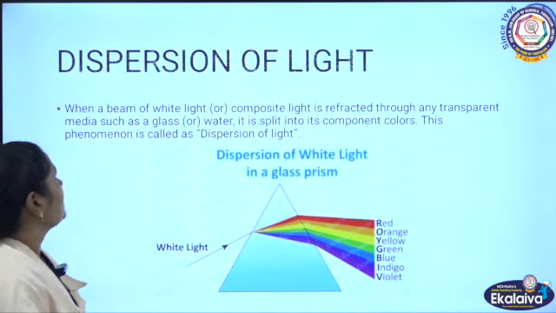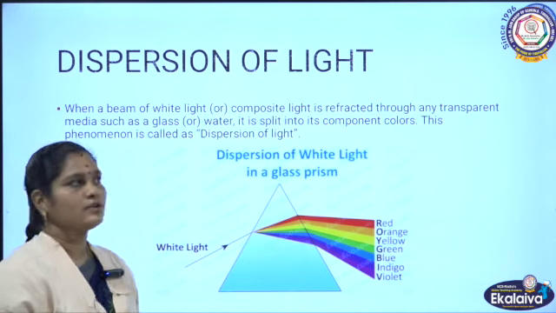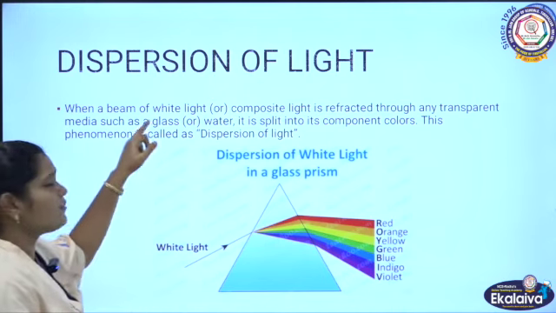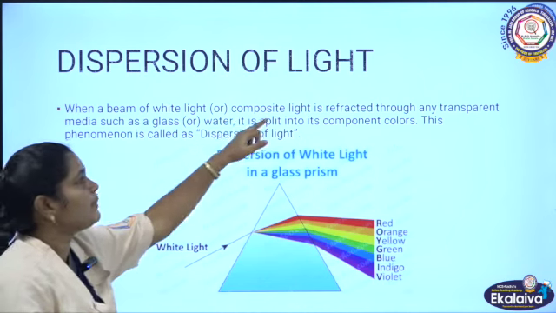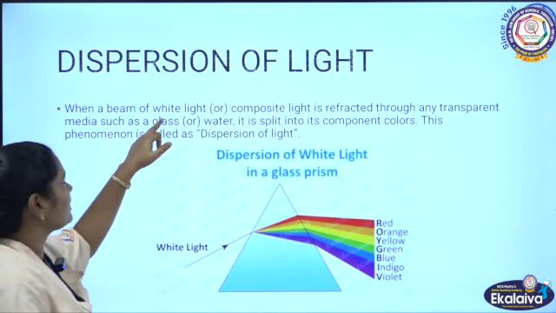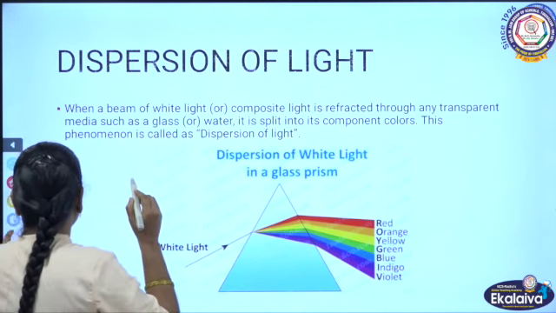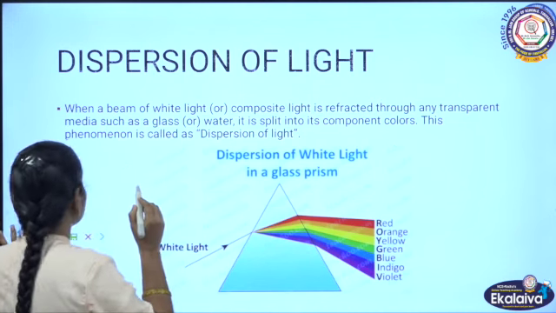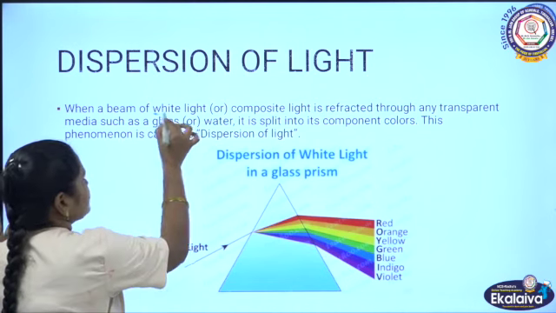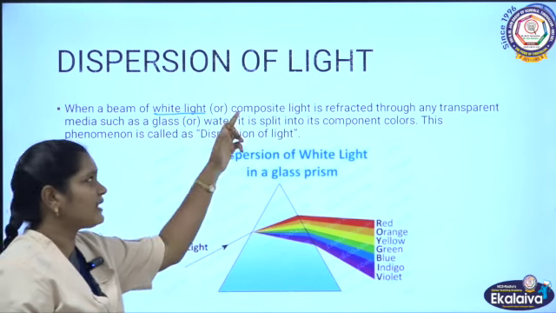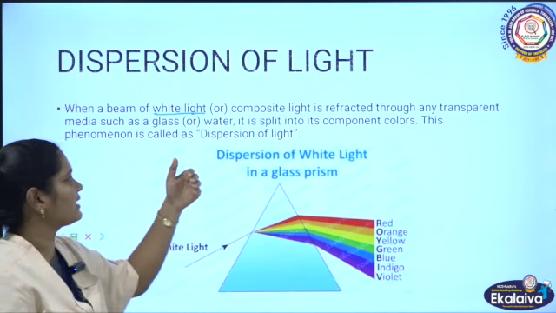Next one is dispersion of light. So what is dispersion of light? Let's see. When a beam of light or composite light, so we know very well, a beam of white light. White light is nothing but it contains different colors in it. And composite light is otherwise called polychromatic light.